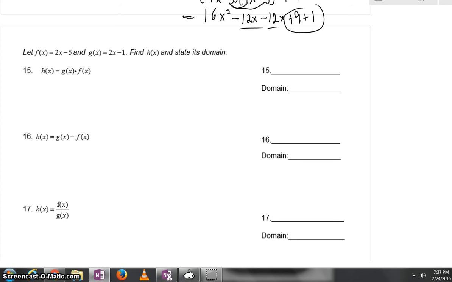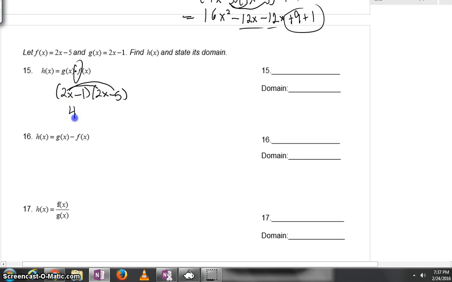For page 3 of our chapter 7 review number 2. For number 15, we're going to just follow the directions. G of x times f of x. Well, g of x is 2x minus 1. F of x is 2x minus 5. We're told to multiply, so we're going to distribute or FOIL.